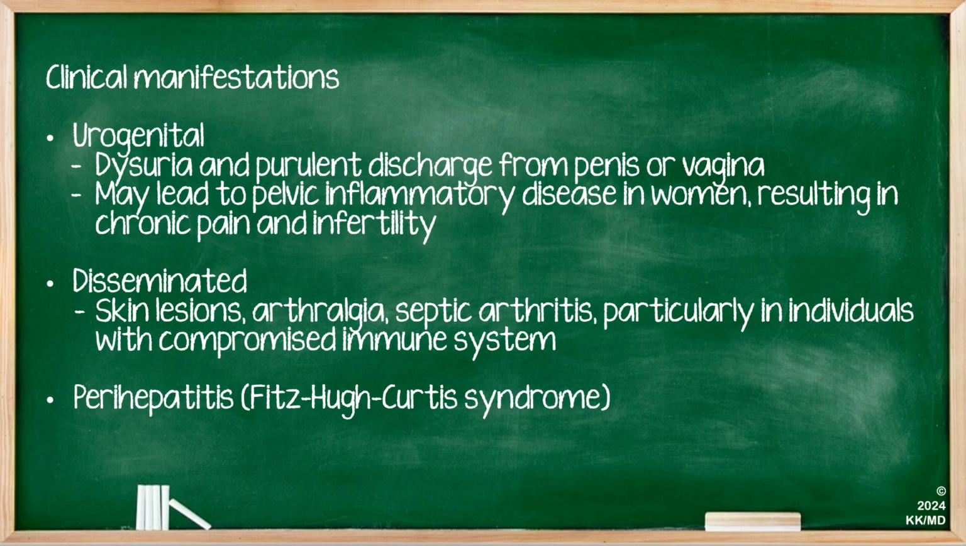The clinical manifestations can be quite variable. The most common and frequently spoken of is the urogenital manifestations, which include dysuria and purulent discharge from the penis or the vagina. It can also lead to pelvic inflammatory disease, or PID, in women, resulting in chronic pain and even infertility. Disseminated Neisseria gonorrhoeal infection can lead to skin lesions, arthralgia, and septic arthritis, particularly in individuals with compromised immune systems. More rarely, Neisseria gonorrhoea can cause a perihepatitis picture, also known as Fitzhugh-Curtis syndrome.